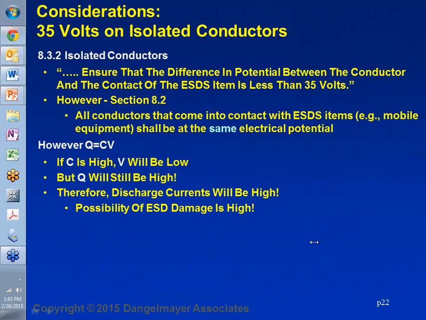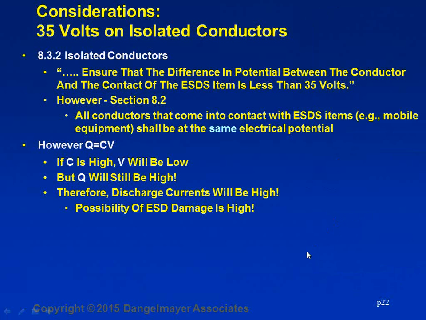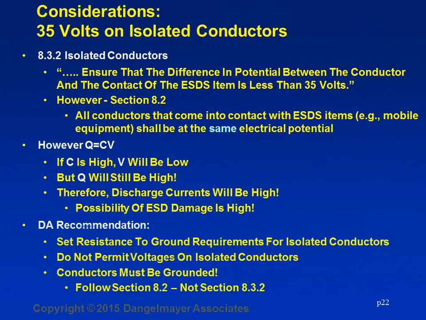And if you do that, you're now taking an item that has a very high capacitance. You may only measure 20 volts on it, but because the capacitance of that item is so high, you still create a huge discharge current. And so you could still damage product with a conductive item that has less than 35 volts on it. So our recommendation is that you not set the resistance or ground requirements for isolated conductors per voltages on isolated conductors at all. You've got to ground them. Follow section 8.2, not 8.3.2 in the document.